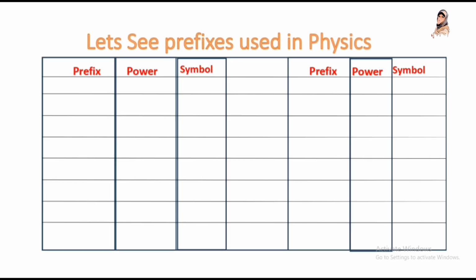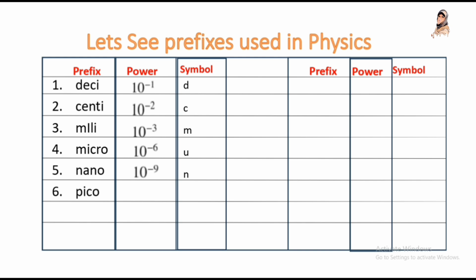Now, let's see the prefixes used in physics for grade 9. The first one is deci, its power is -1 and the symbol is small d. The second one is centi, its power is -2 and the symbol is small c. The third one is milli, its power is -3 and the symbol is m. Similarly, the fourth one is micro, the fifth one is nano, the sixth one is pico, the seventh one is femto and the eighth one is atto. Its power is -18 and the symbol is small a. So these are some prefixes for the negative powers.